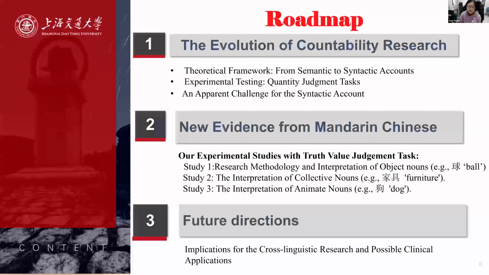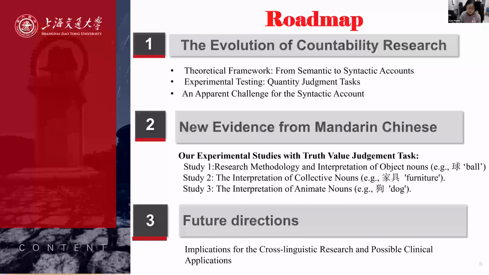To answer this question, this talk is going to be organized in 3 parts. In the first part, we're going to review the development of countability research. We'll introduce the framework evolution from the traditional semantic account to the syntactic account. We also examine the experimental method that is widely used in current research on count-mass issues, that is the quantity judgment task. But these tasks represent an apparent challenge for the syntactic account.